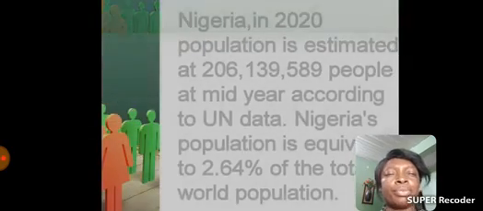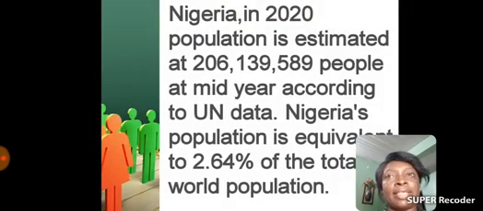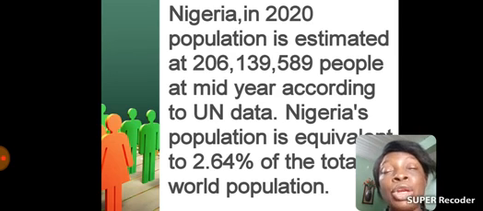So, Nigeria has been estimated to have 206,139,589 people. We're told that is our number. And we're told also that we're 2.64% of the world's population. So how do we measure this?